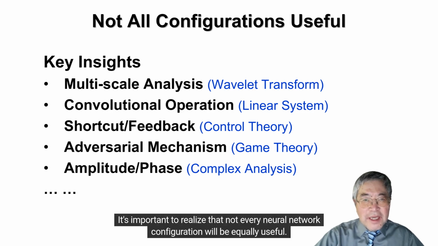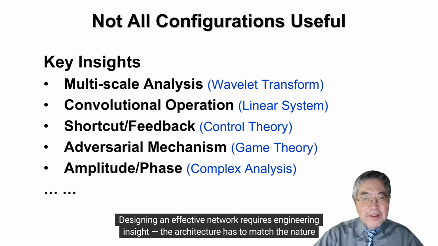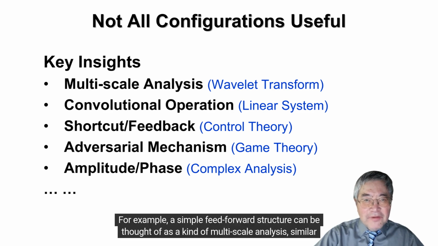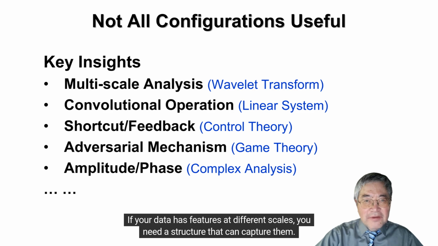It's important to realize that not every neural network configuration will be equally useful. Designing an effective network requires engineering insight. The architecture has to match the nature of the problem. For example, a simple feed-forward structure can be thought of as a kind of multi-scale analysis, similar to how wavelet transforms work in signal processing. If your data has features at different scales, you need a structure that can capture them.